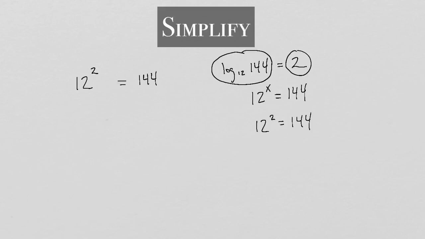So let's say I saw something like this. If I had 5 raised to the log base 5 of 171. Okay, I notice that the base 5 is being raised to a log base 5, similar to the situation with the 12 and 12. So right away I know that this is going to be 171. Kind of a quick shortcut.